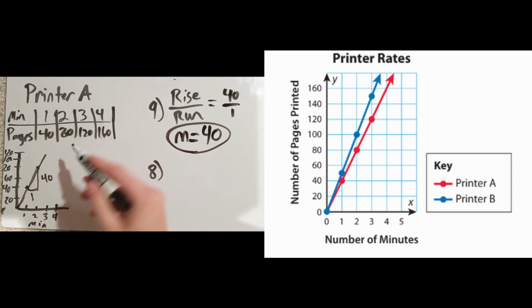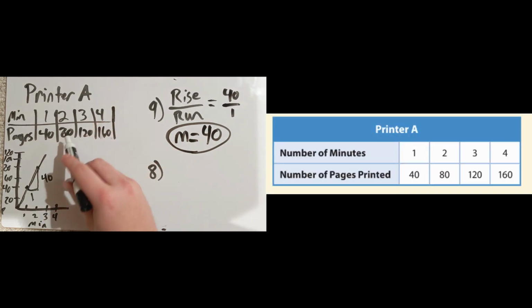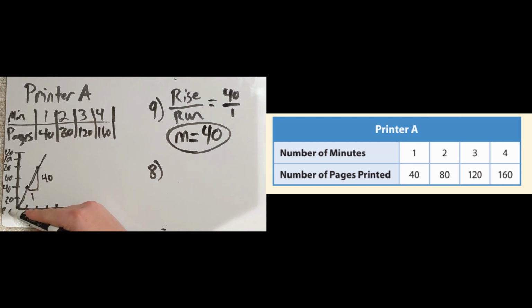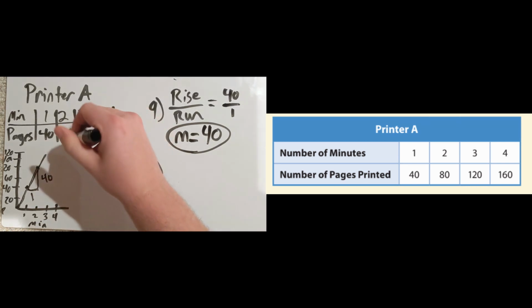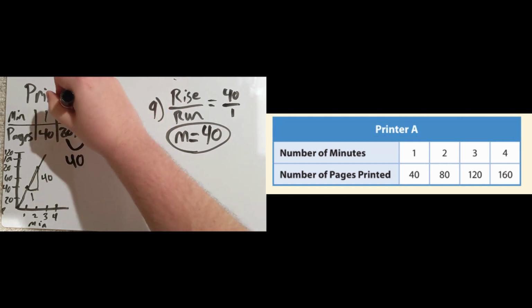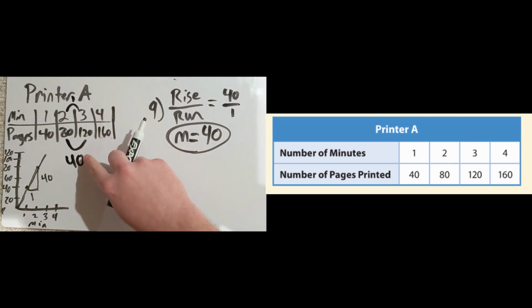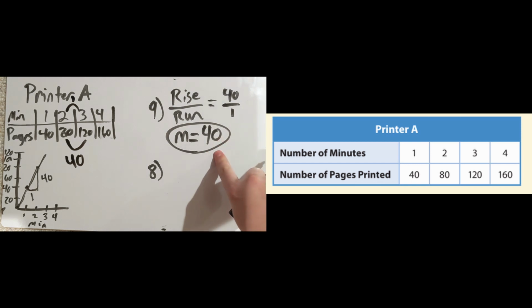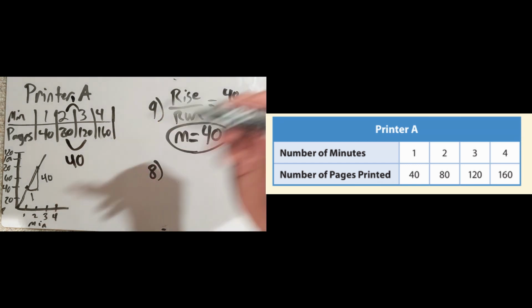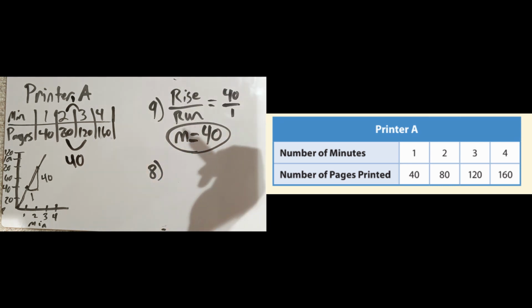Remember, we can also do it with the table too if that makes more sense to you. We can pick any 2 points. So if we look at 2 and 3, pages down here was our y, minutes was our x. So for our rise, we go from 80 to 120. That's 40. 2 to 3 is 1. And 40 over 1 again is still 40. So either way you want to do it, when we're looking at slope with tables or lines, your packet asks you to do both. Both get you 40.